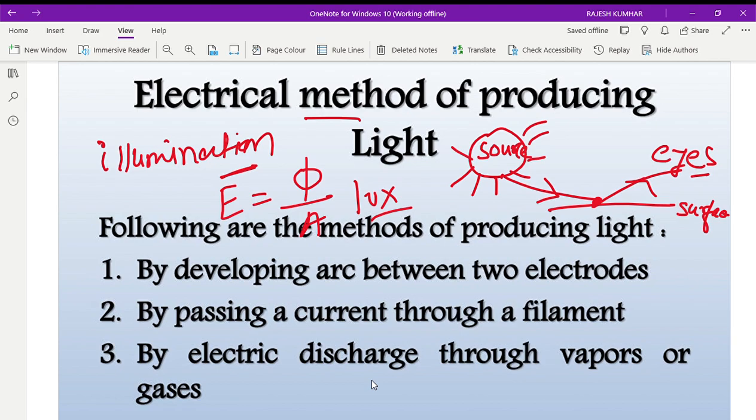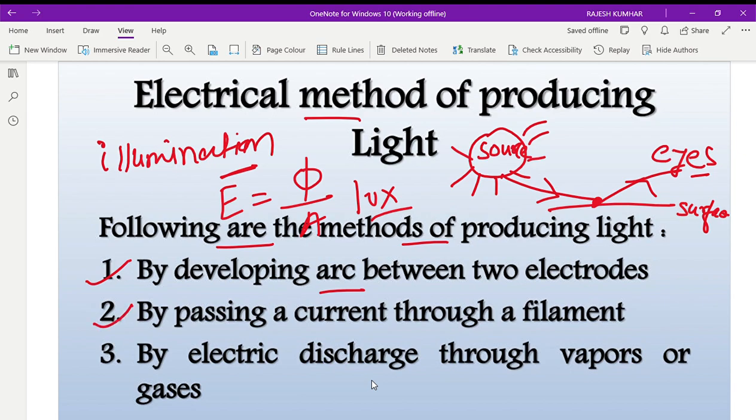Okay guys, now we talk about the following methods of producing light. First method is by developing an arc between two electrodes. So two electrodes carrying current are separated by a small distance. An arc is struck between them. This method was used in older times for street lighting purposes, but nowadays where we require extreme brightness, in those places we install this kind of arc based lighting scheme.